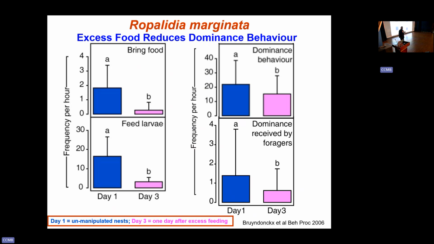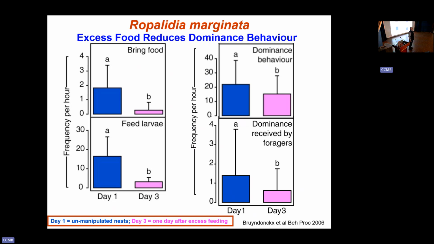Most interestingly, dominance behavior came down. But this was not just non-specific dominance. It's not just that everybody was so full of food that they didn't do anything. Specifically, the dominance normally shown towards foragers who bring food, that came down. Those who bring food were not attacked. They were attacked much less than before. But this is one half of the story.